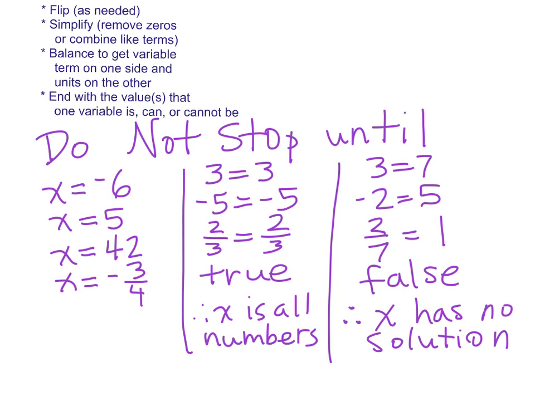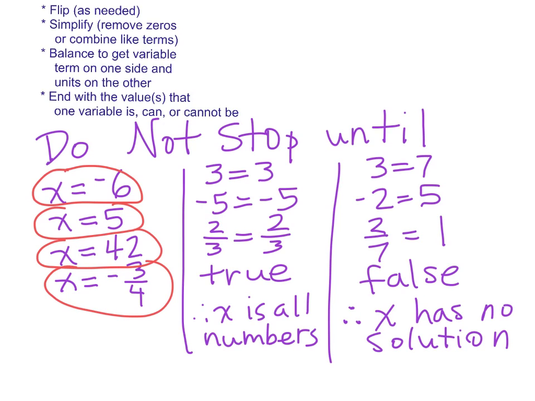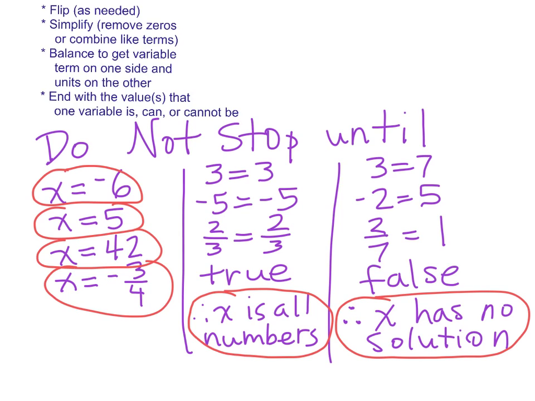So your final answers will be something like, I found that x equals -6, or x equals 5, x equals 42, maybe even x equals -3/4. If you have something like the middle column, your conclusion should be, therefore x is all numbers. If you have something that ends in the third column, your final answer would be, therefore x has no solution.